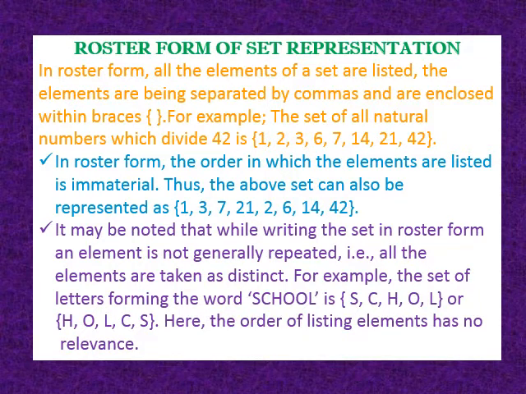Now when we say roster form, then in roster form all the elements of set are listed. Okay, we simply write the elements in braces, that is middle bracket, and separate the elements by commas. For example, I have written the set of all the natural numbers which divide 42. Then the set is 1, 2, 3, 6, 7, 14, 21, 42. Okay, all are written in the middle bracket, that is called braces, and all the elements must be separated by comma. And in roster form, the order of the elements does not matter.